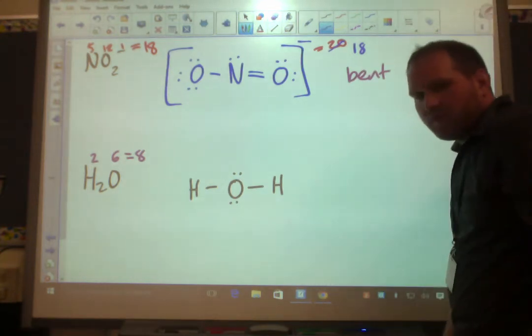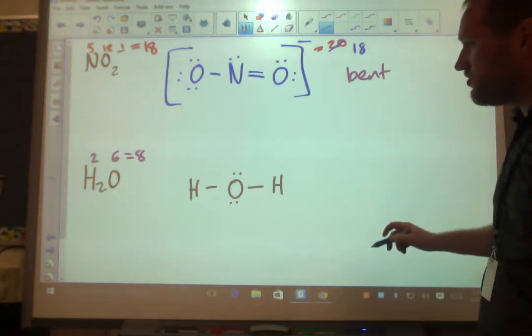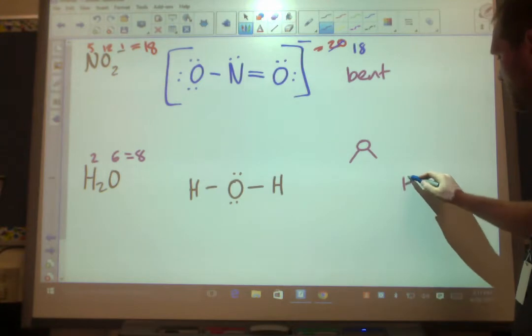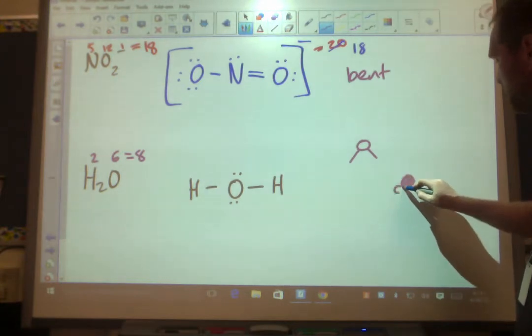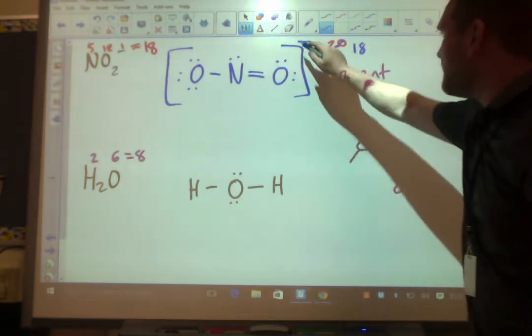So what shape is this going to be? Well, you'd probably look at that and say linear, straight line. But you all know that water is shaped differently. We've been drawing water molecules like this all year. Or you've probably seen something like this representing water. So let's talk about why it's bent like that and not straight across.